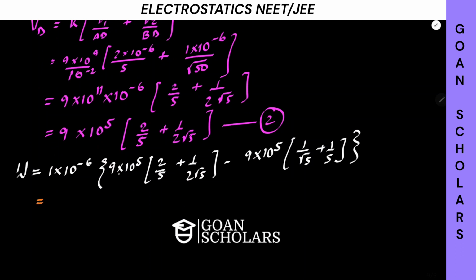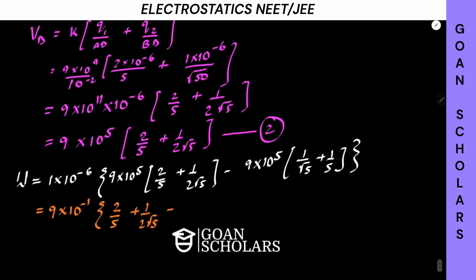So first of all, take 9 into 10 raised to 5 common out, so it will be 9, and 10 to power minus 6 and 10 to power plus 5, 10 to power minus 1. What we left with in bracket here? 2 by 5 plus 1 by 2 root 5. What we left there? Minus 1 by root 5 and minus 1 by 5, correct? Let's simplify it further. On simplifying, we will get here 9 into 10 to power minus 1, 0.9 into 2 by 5 minus 1 by 5, first and the last term, 1 by 5, and 1 by 2 root 5 minus 1 by root 5, this will be minus 1 by 2 root 5, correct? This we left with. So we can further simplify this, okay?